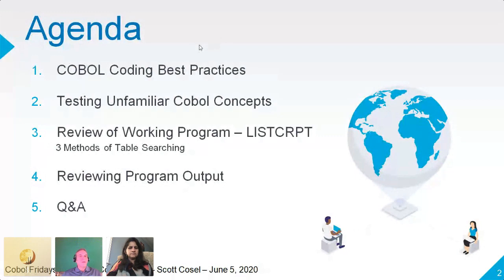We'll test some unfamiliar COBOL concepts, meaning everyone should have a test program that they can just throw things in that somebody told you about, you heard about, don't quite know how they work. We'll test them out real time, let the computer decide, or show you what's wrong. We'll look at a working program that I wrote back in probably around 1986. It's still relevant, still runs today. And in that program, it uses table searching, which is another good concept that COBOL handles really well, with 3 different methods. We'll review program output, and then we'll make sure we have some time for Q&A.